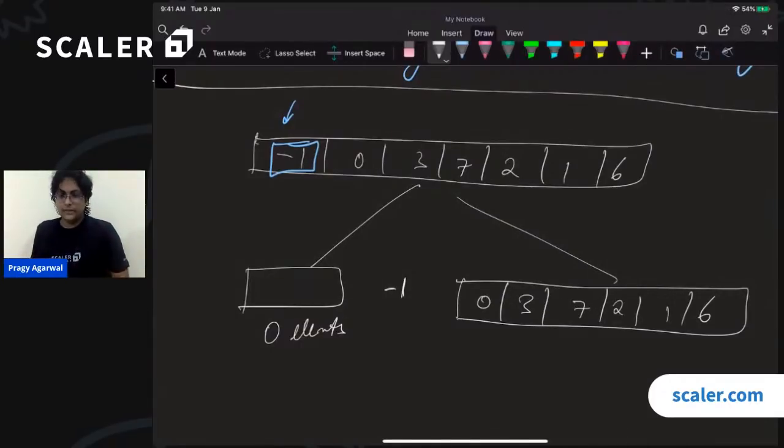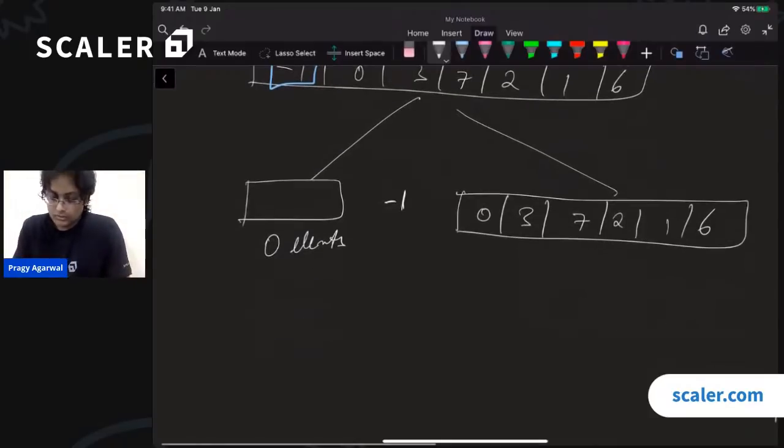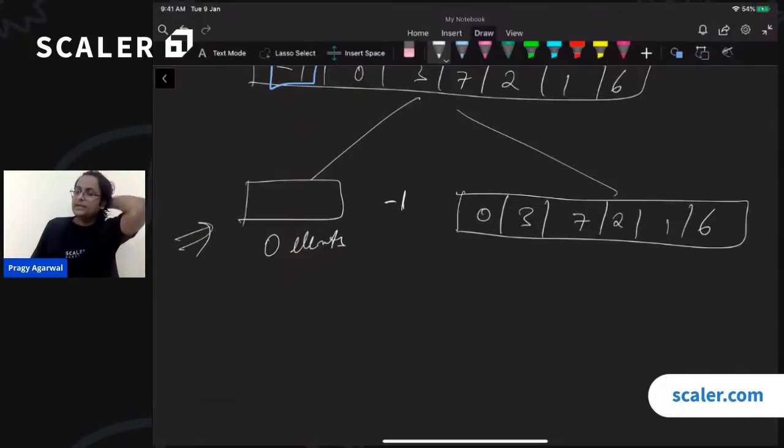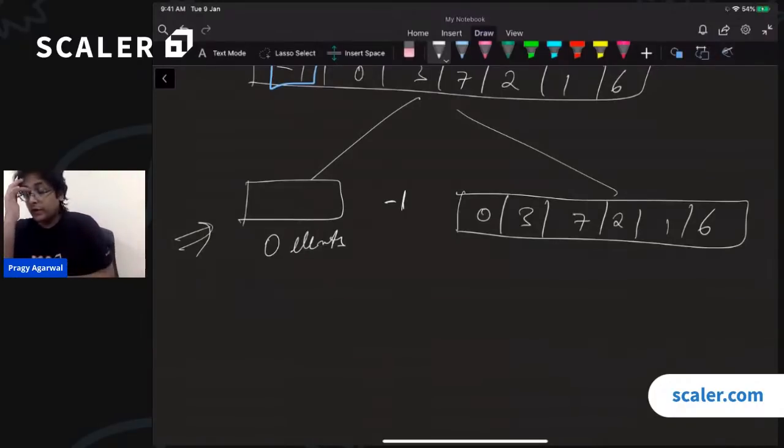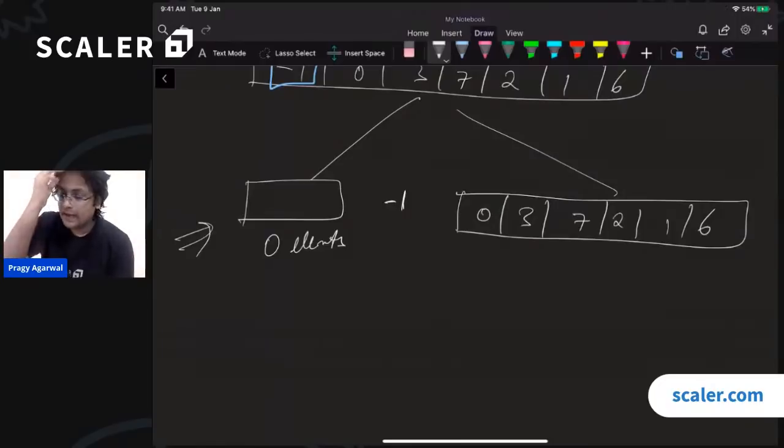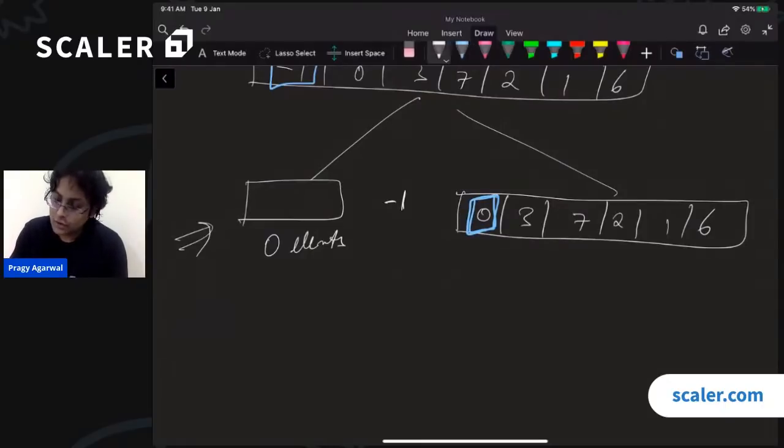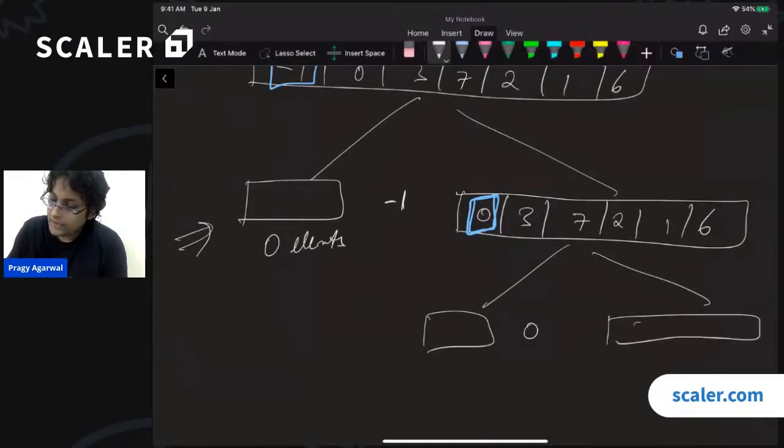Okay, let us go further. This doesn't have any elements, so I don't need to do anything with this. Let us work with the right array. Once again, let us say that I chose this 0 as the pivot. So what will happen? Once again, the smaller set will be empty. I will have 0 and I will have 3, 7, 2, 1, and 6.